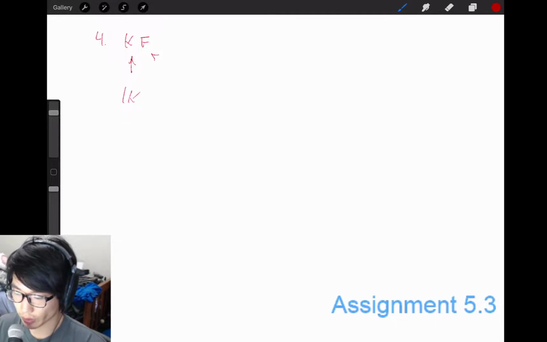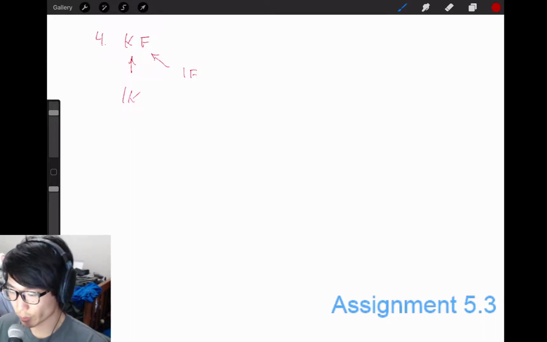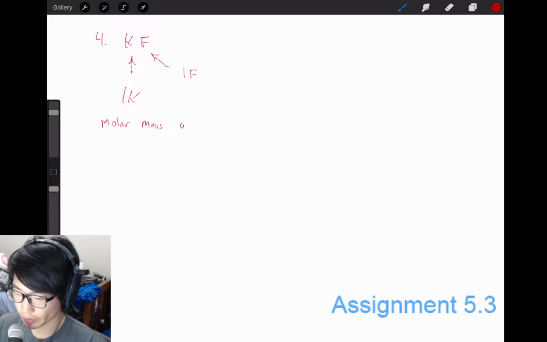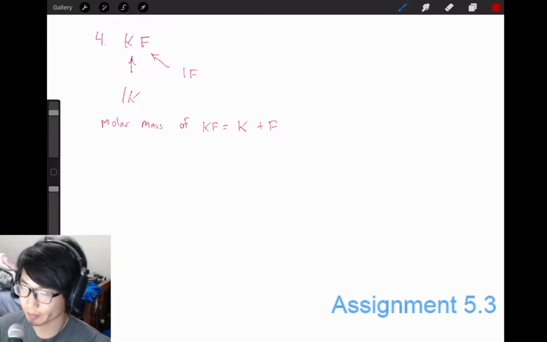I look at this. This is potassium and fluorine. It's potassium fluoride. I know that there is 1 potassium, 1 K, and then I have 1 F. So now I need to find the weight of both of these things combined. So my molar mass of KF equals K plus F. And like we said, there's only one of each of these. There's only 1 K and 1 F.